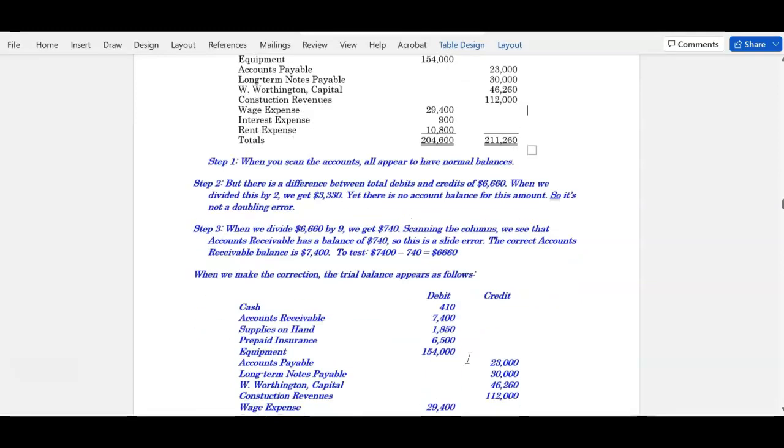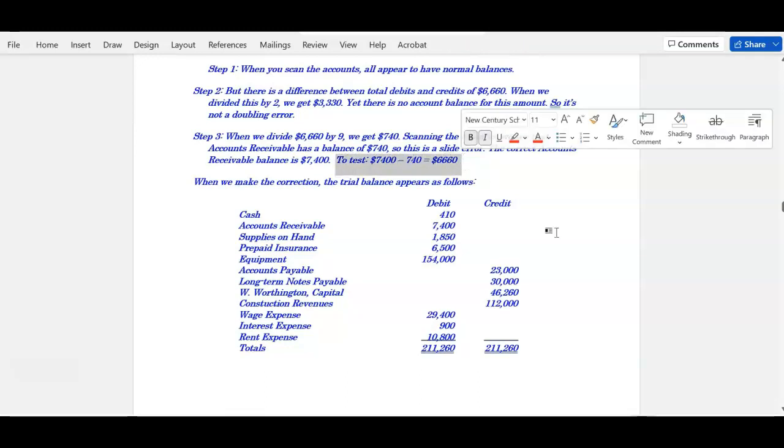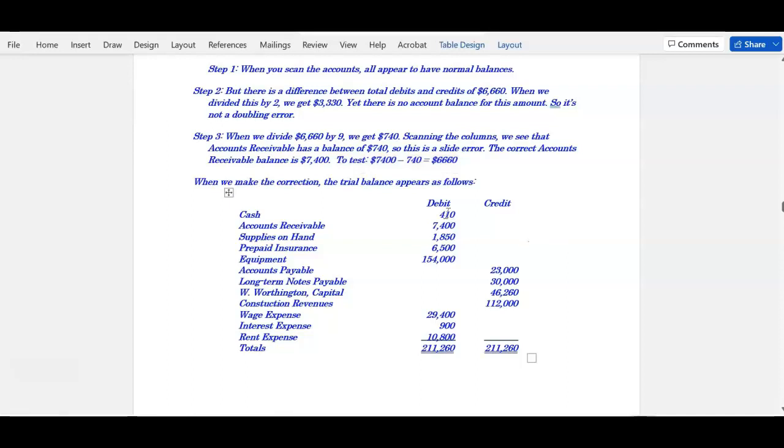No. Okay, so if we fix the issue that we found in step 3, now that becomes 7400, and this is our test. We did the test and we got it right. So we know that's the problem. So we change it to 7400. We add those numbers, and all of a sudden everything is fine. Step 1, 2, 3. That's good? Questions?